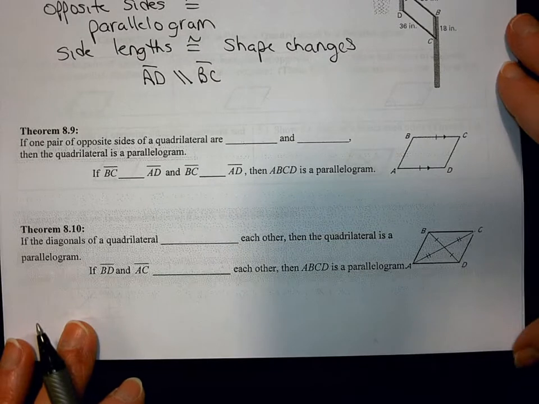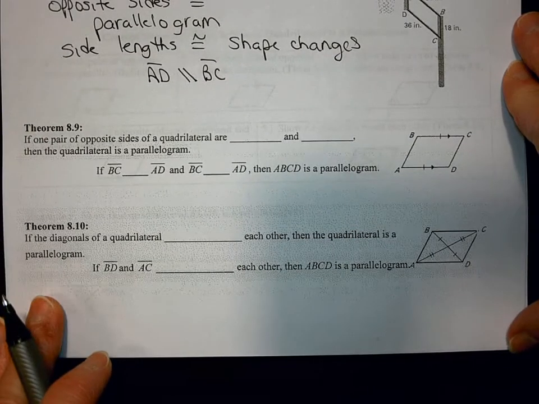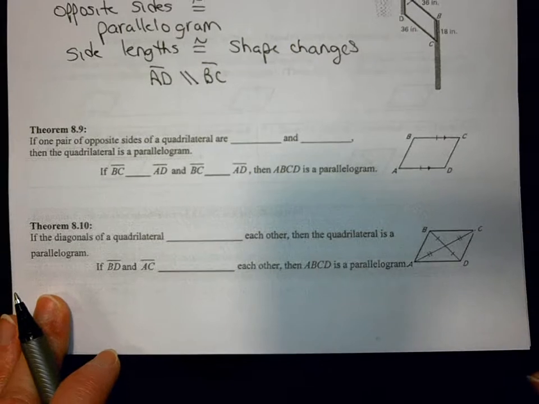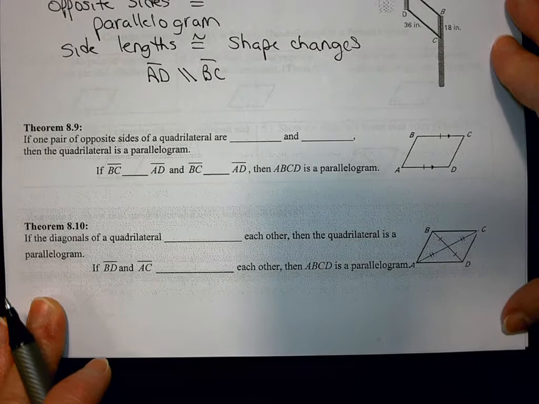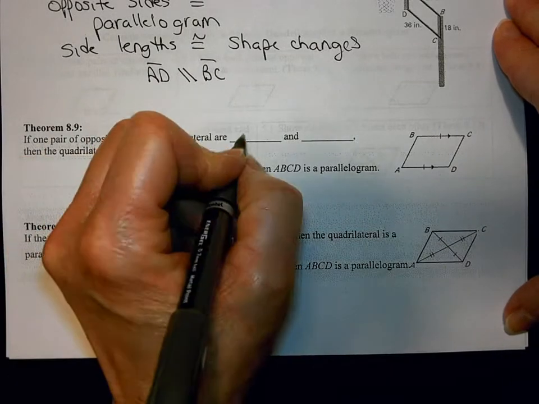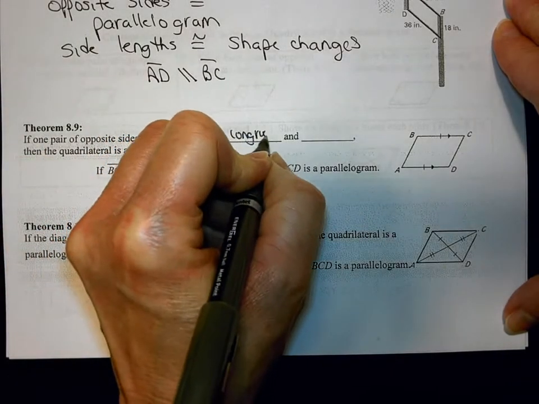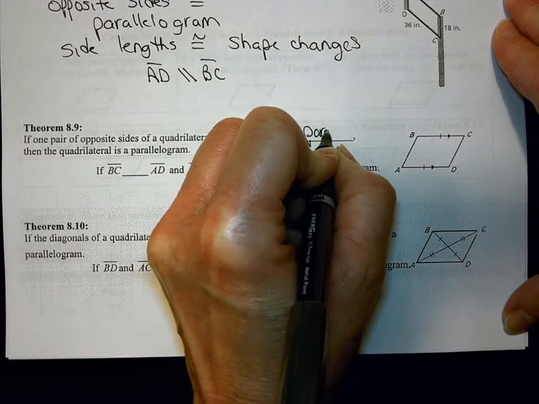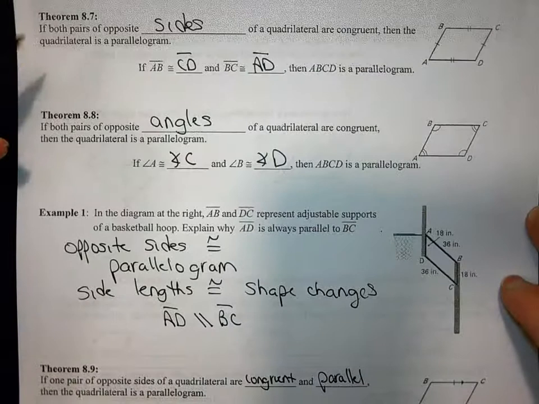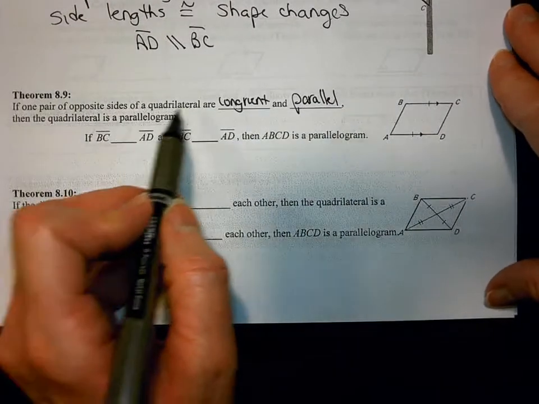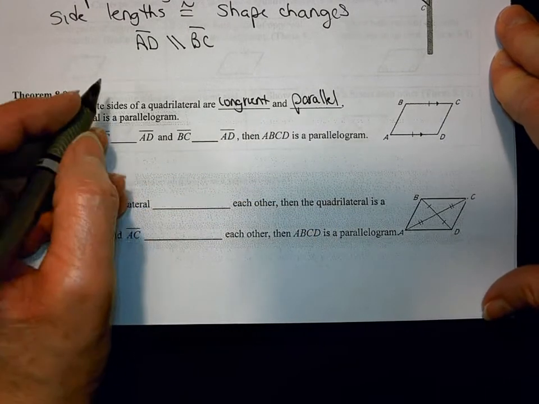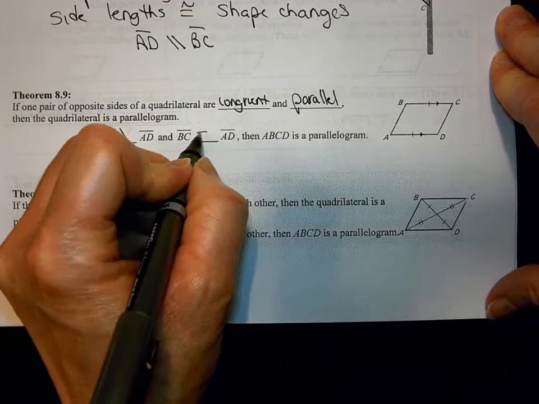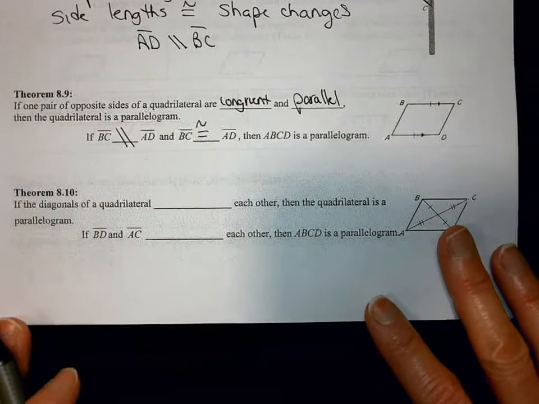Again, numbers are not as important as the ideas. If one pair of opposite sides of a quadrilateral are both congruent and parallel, so instead of both pairs, like up here it said both pairs of sides and both pairs of angles, here it says if one pair of sides are both congruent and parallel, then you have a parallelogram. So BC has to be parallel to AD and congruent to AD to make it a parallelogram.